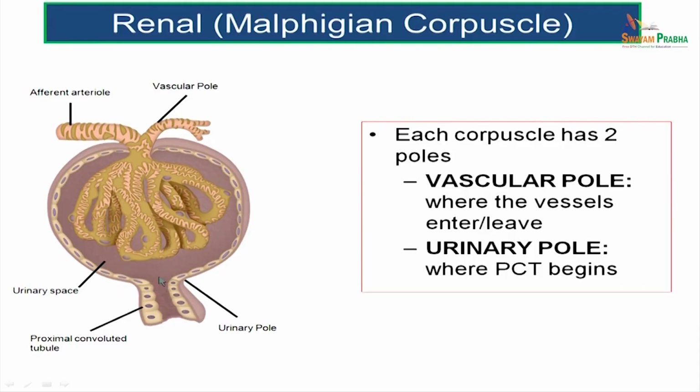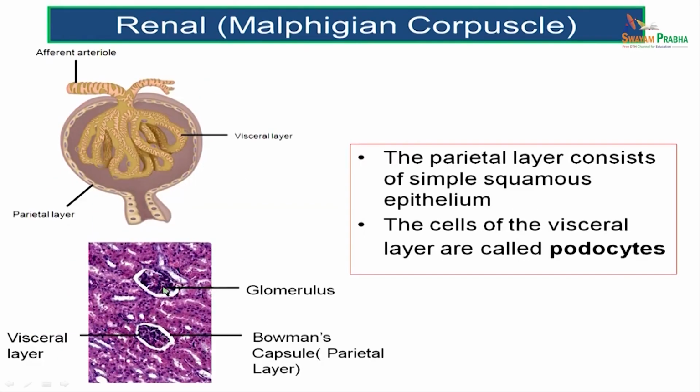Each renal corpuscle has got two poles. One is the vascular pole. How to identify vascular pole? Vessels enter and leave, that is afferent and efferent arterioles are present in the vascular pole. The opposite pole is the urinary pole. You can see that PCT begins here. So, there are two poles for the renal corpuscle, vascular pole and a urinary pole.